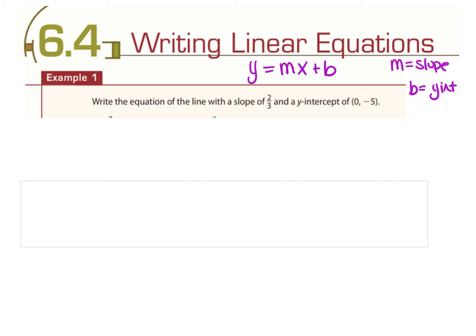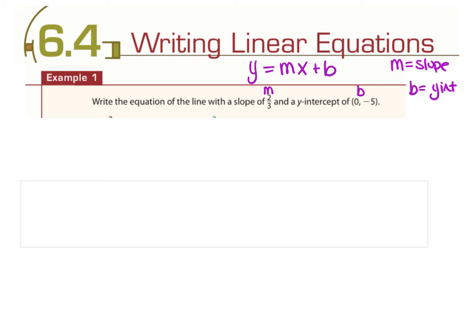The number in front of your x is your slope. The constant is your y-intercept. Only in slope-intercept form, not in standard form. So only in slope-intercept form does that hold true. So they have said, write the equation of the line with a slope of 2/3 and a y-intercept of -5. They have given us our m and they have given us our b, so they've given both of those to us.